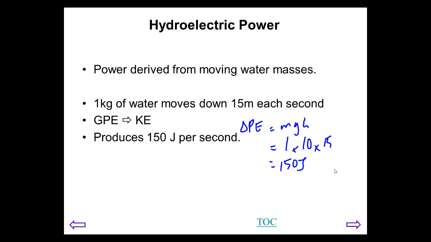The most simple example of this is in a hydroelectric dam, where we have, for example, 1 kilogram of water that moves down 50 meters every second. The gravitational potential energy turns into kinetic energy. So in other words, it produces 150 joules per second, because mgh: m is 1 kilogram, g is 10, h is 15, so it's going to be 150 joules.